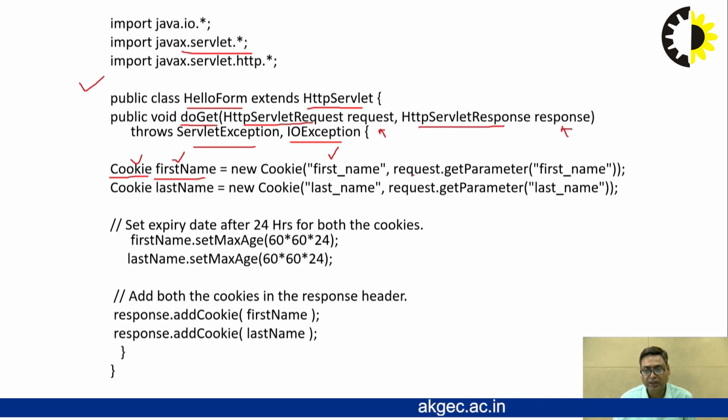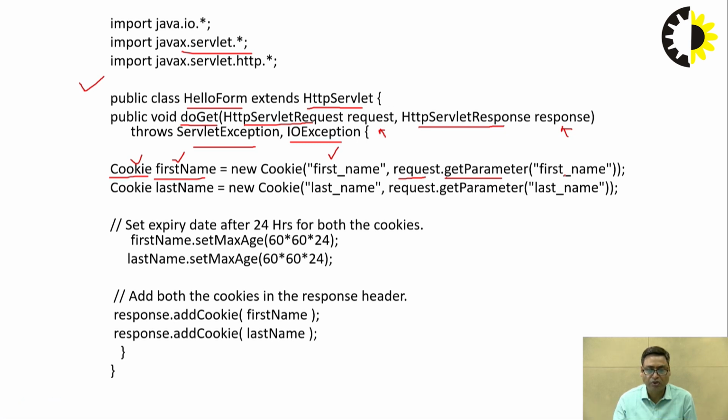So we are using request, which is the object, and we are calling the method getParameter and passing the name of the text box. Whatever you type in the first text box, the value will be retrieved and stored in the cookie as a value, because the second argument is the position of the value. The first argument is the position of the key. So we have created one cookie object, firstName, and it consists of one key, firstName, and the value that you enter in the text box.